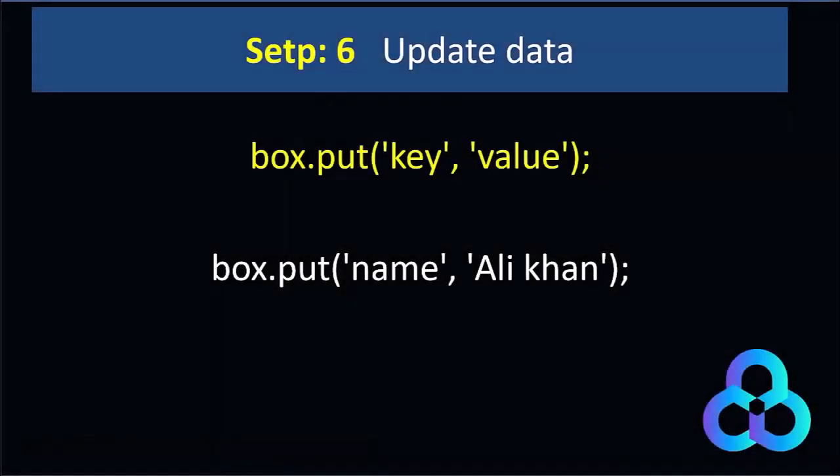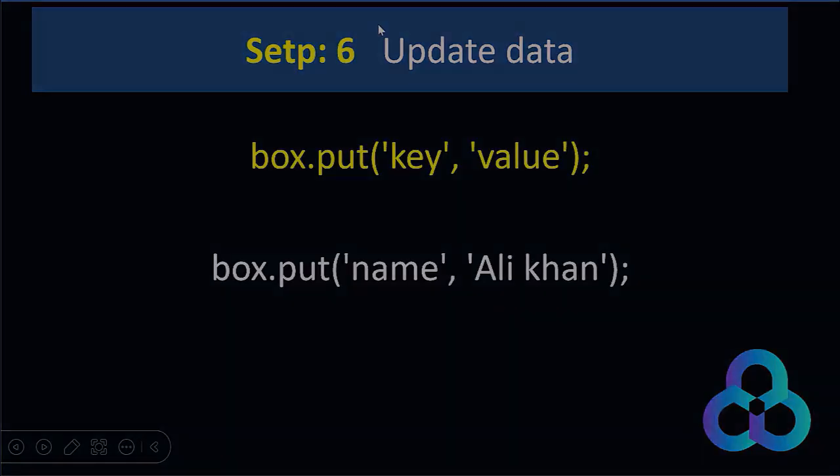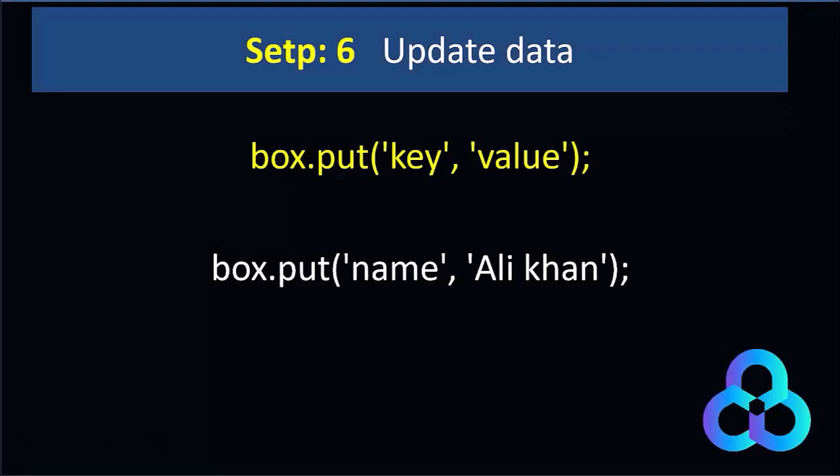Step number 6. Update data. The put method is also used for data updation. Just add the new data in the value parameter, like in the example. We changed Ali to Ali Khan. For example, if we give name as key, it will provide its value, that is Ali.